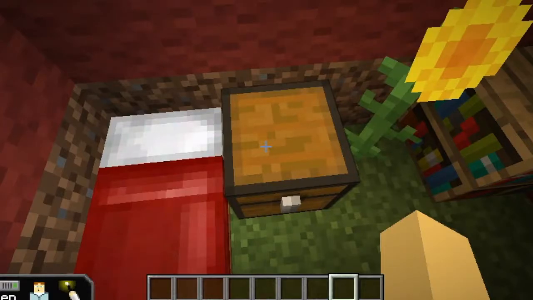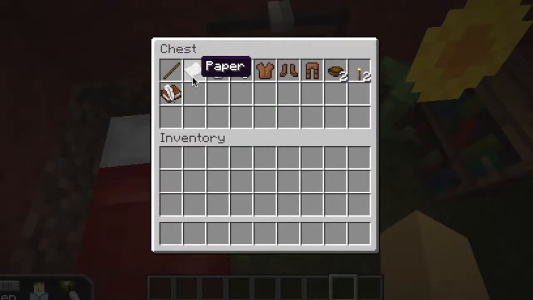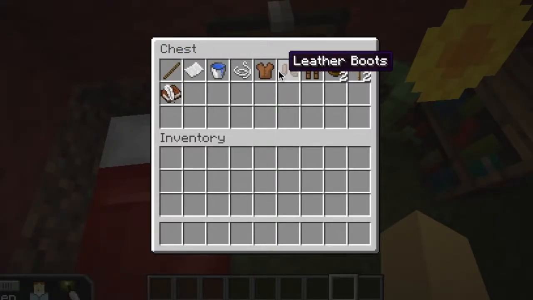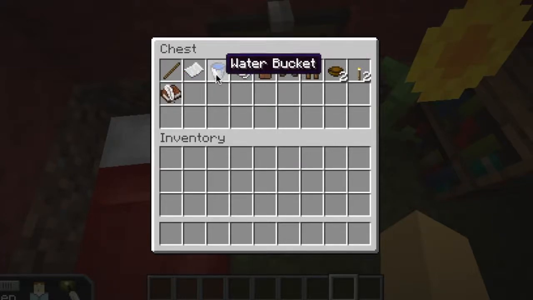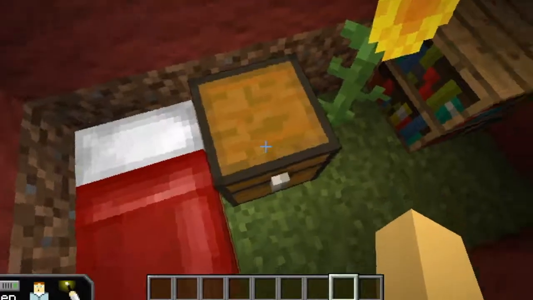In the chest, there is string, leather, clothes, 2 bowls, 2 torches, a book and quill, a water bucket, paper, ink sac, and stick. There are lots of rooms and they are quite confusing.